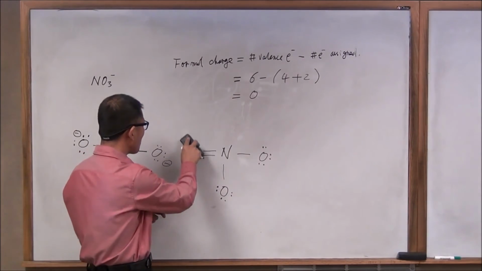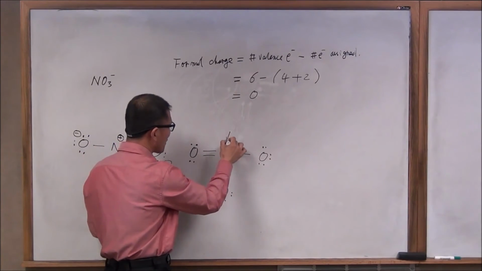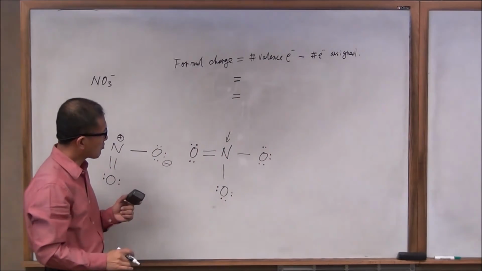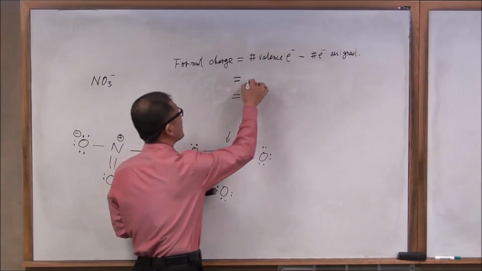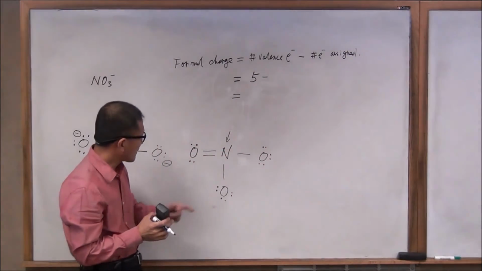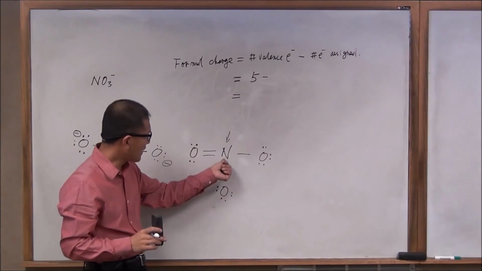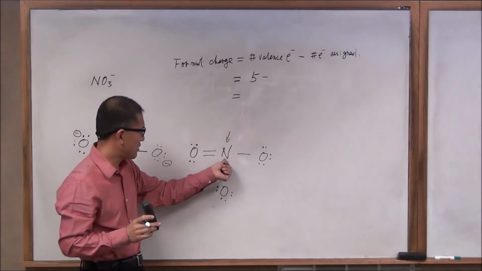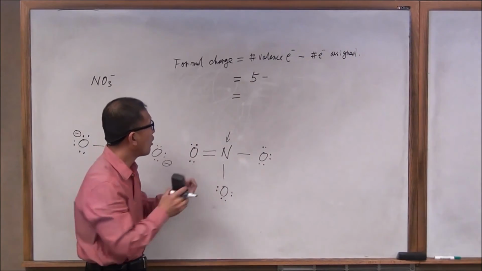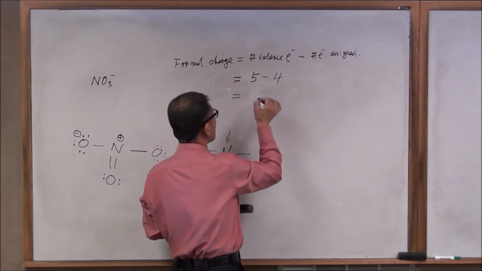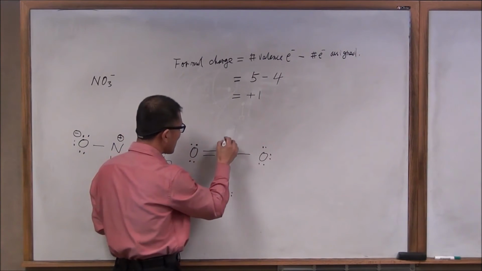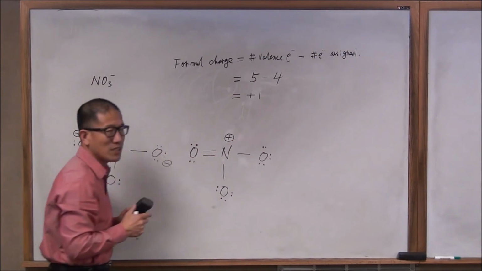As required, we have to calculate the formal charge for every atom in the structure. So the next one, we're going to calculate for nitrogen. Nitrogen is a group 5 element. It has 5 valence electrons, and then minus the electrons assigned. Nitrogen does not have any lone pairs. It only has shared pairs. 1, 2, 3, 4. This will be plus 1. So the formal charge for this nitrogen will be plus 1.